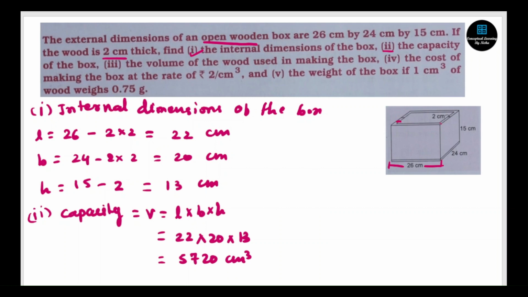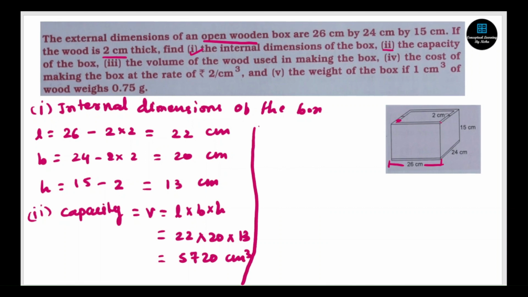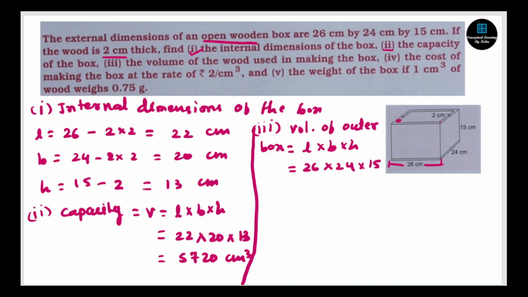Now volume of the wood used in making the box. Alright, so what volume of the wood is used? You have to first find the outer volume, and then when we subtract the inner volume from it, we can find the volume of wood used. Right? So third answer. So volume of outer box equals L into B into H. Now outer dimensions are 26 into 24 into 15. Okay.